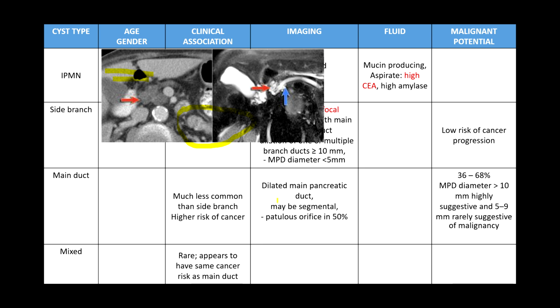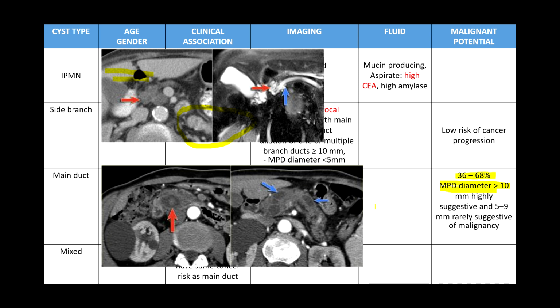The main pancreatic duct could be a segmental dilatation or a diffuse dilatation all over. Main duct IPMN have a very high malignant potential of around 40 to 60%. If the main pancreatic duct diameter is more than 10 mm, then the chances of malignancy are more high. And mixed, these are rare and they have the same risk as a main duct IPMN.